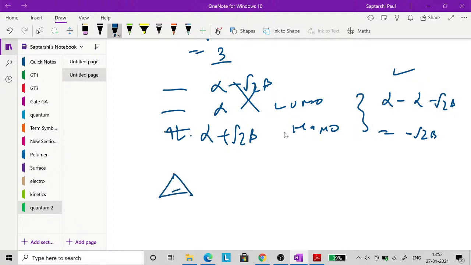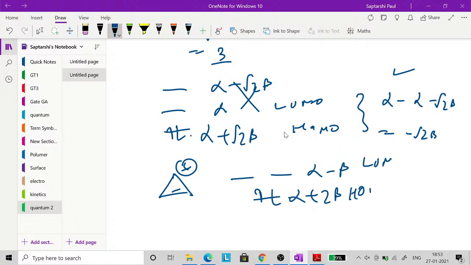The cyclopropenium cation is actually this, and the levels are this: alpha plus 2 beta, alpha minus beta. So there are 2 electrons. This is your LUMO, this is your HOMO. Alpha minus beta, minus alpha. So we have to just see the energy. No need to see how many electrons are there, which used to be done in the delocalization energy and the energy of the electron.